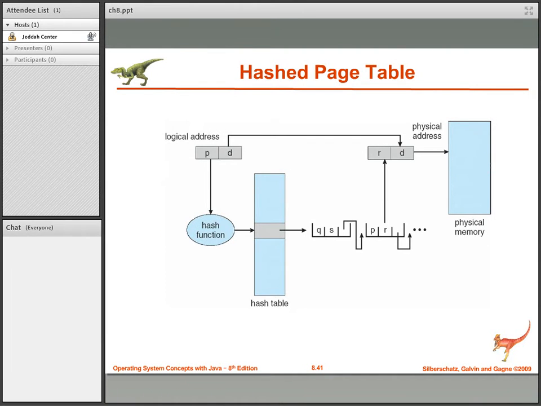This is a diagram giving you the hashed page table. On the left, you have the logical address with its P and D segments. Then the P is subjected to a hash function that gives you its value in the hash table. Then this value is compared to each sequence in the chain.